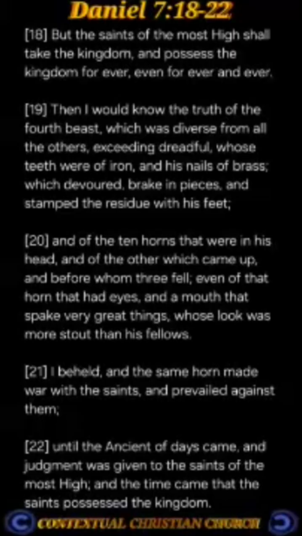All right. I'm going to jump to 20 and read it real quick. And of the ten horns that were in his head, and of the others which came up, before whom three fell. Okay, so now we're talking about Rome, I believe, right? And of Rome that it branched. Yes and no, I'm about to explain. So Rome branched off into ten different kingdoms, by which three were taken out.